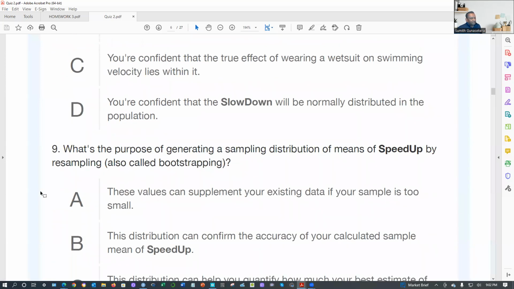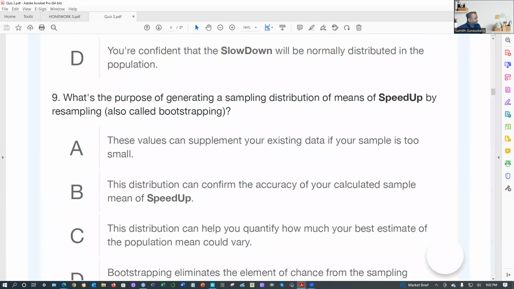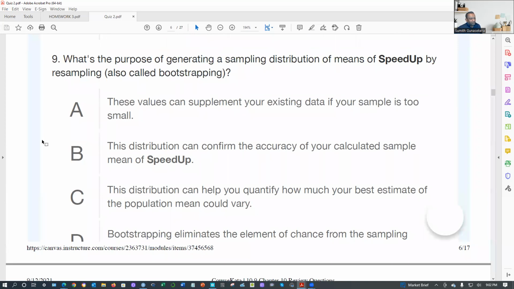What's the purpose of generating a sampling distribution of means of speed up by resampling, also called bootstrapping? See, resampling is called a bootstrap. You generate the sampling distribution of means by resampling, because this distribution can help you quantify how much your best estimate of the population mean could vary. The estimate of the population mean, which is mu, with best estimate y bar, how much that can vary can be quantified by building up the sampling distribution.